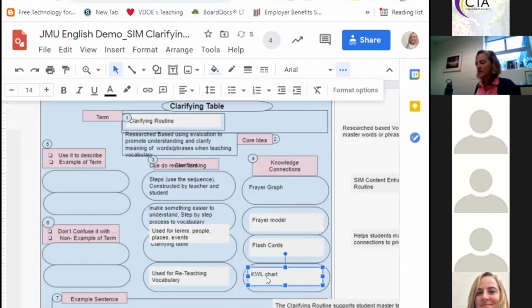You can see how you could have put this in a KWL chart. So those are the things when you go back to your prior knowledge and you think about the Frayer graph, and it's like, oh, how does this then relate to the clarifying routine? And so now we're going to transition over to describing it or examples of it. So if I had to use words to describe what makes this different than anything else?